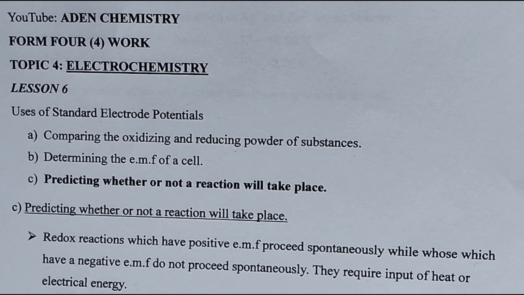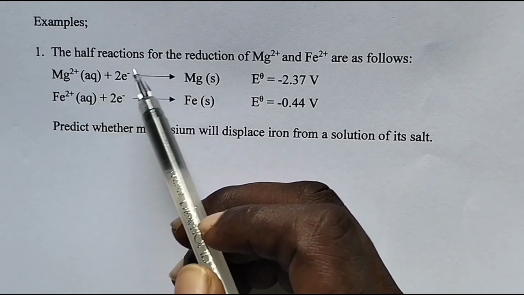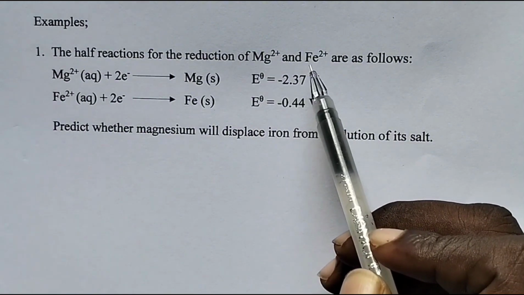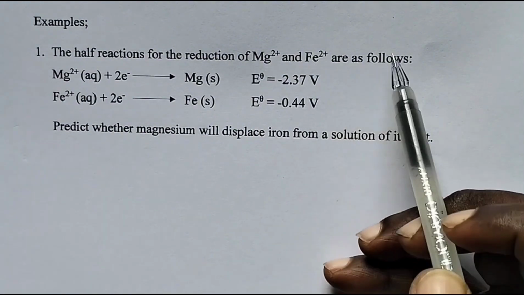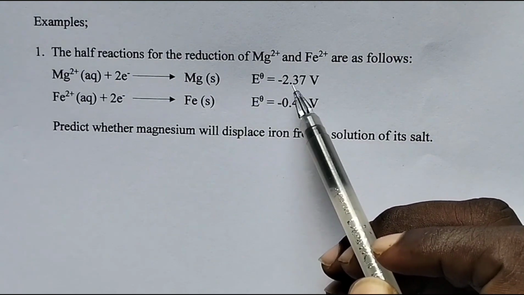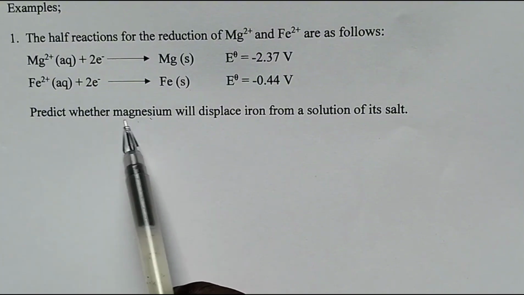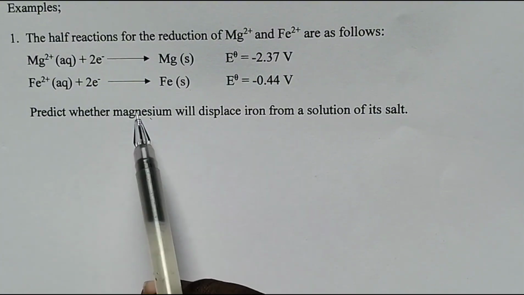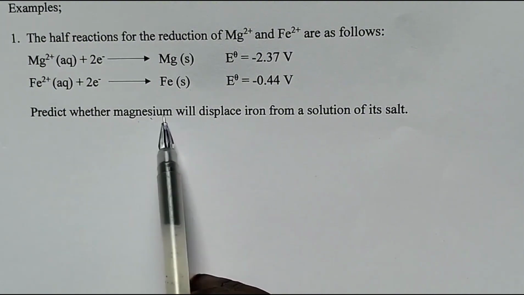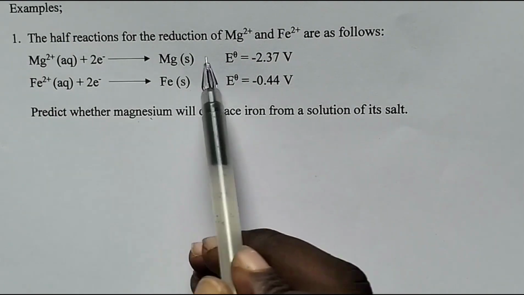So we go to examples. Example 1: we are told the reactions for the reduction of magnesium ion and iron 2 ion are as follows. So we have been given the ionic equations with the standard electrode potentials. We are told to predict whether magnesium will displace iron. That means we have to take the reaction for the reduction of magnesium to be the reducing agent. So it's the first one.